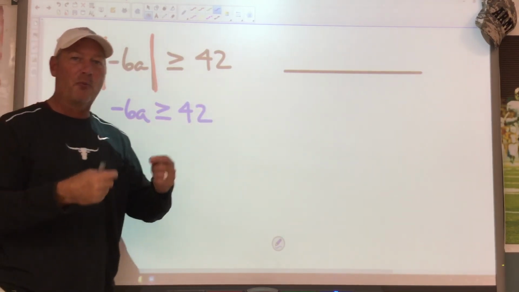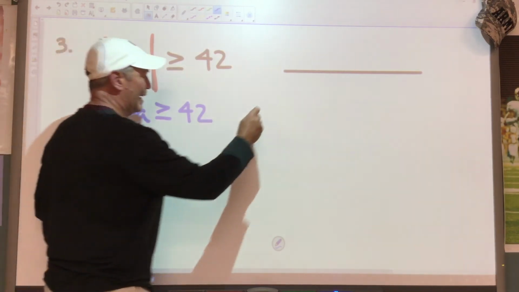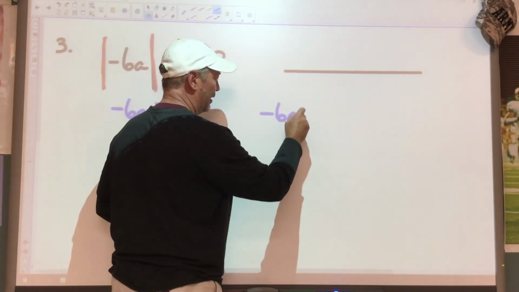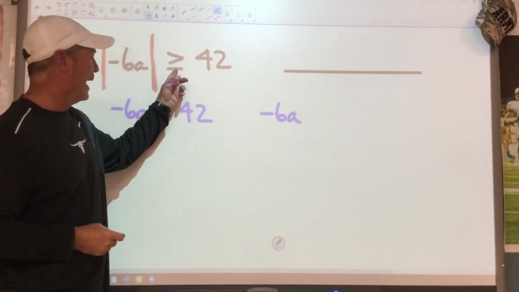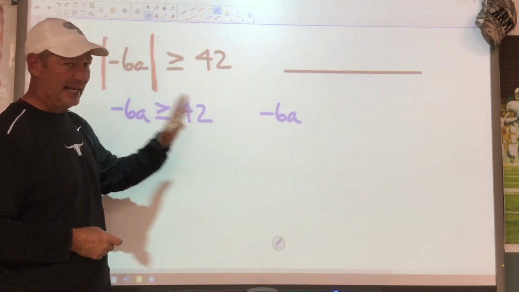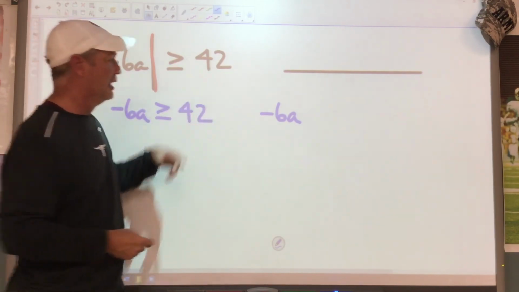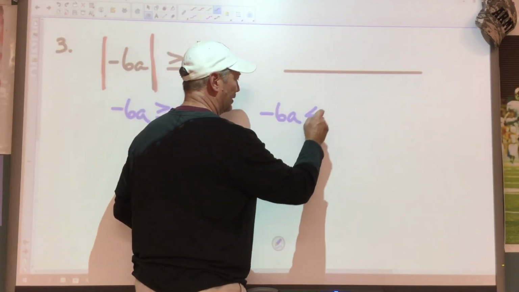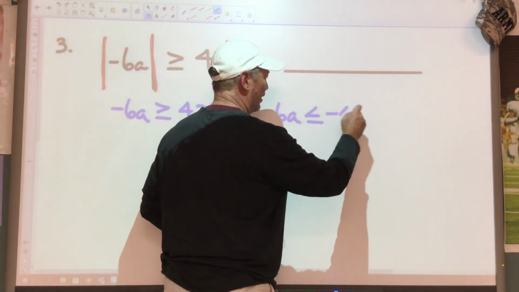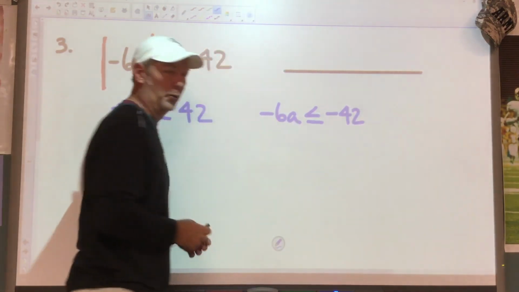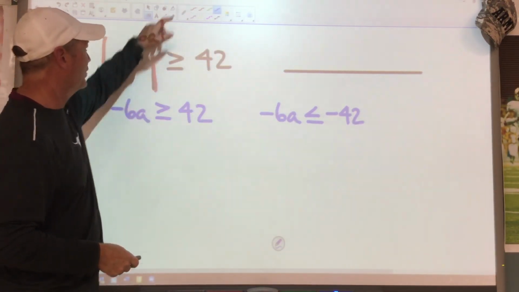The second time we work it, we're going to say negative 6a is what? We have to flip our symbol. Remember, the second time, we have to flip our symbol and take the opposite. So this will turn into less than or equal to negative 42. Are you with me?